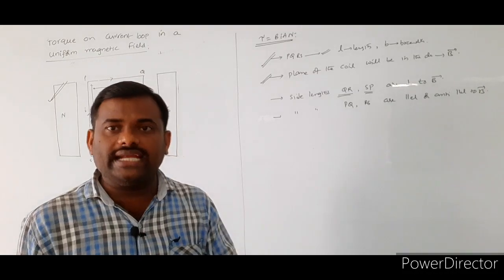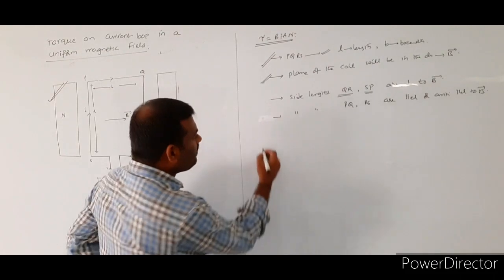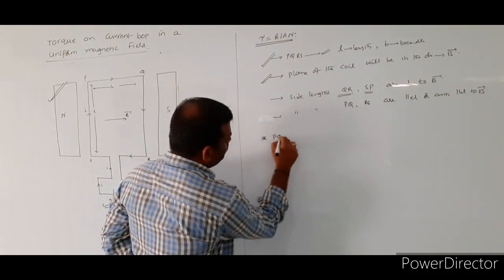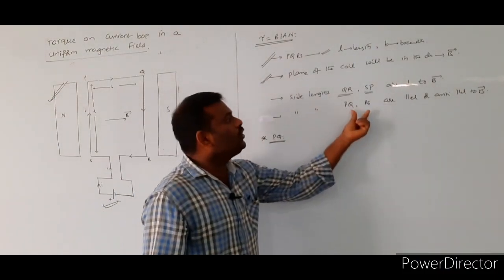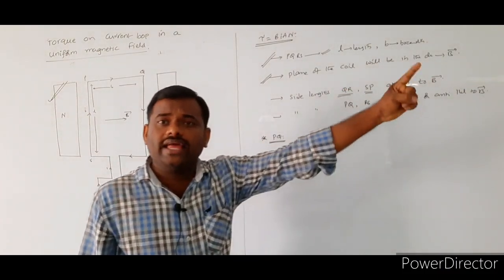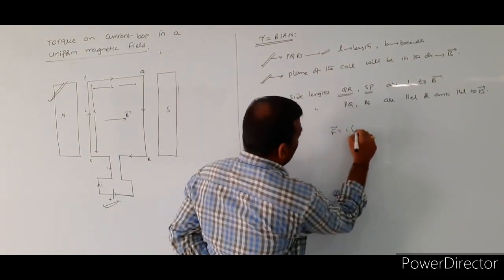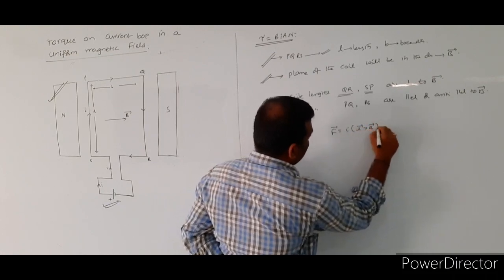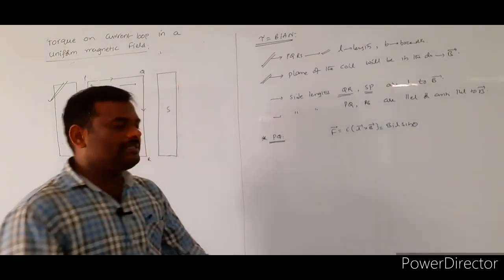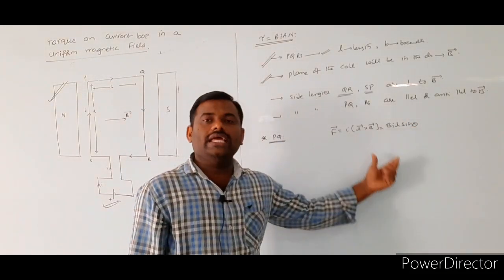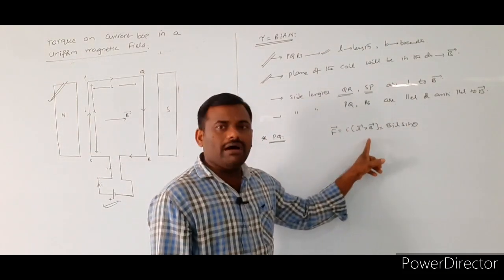Now we are going to calculate the force exerted by each and every side due to the external magnetic field. First, coming to the side PQ. We already said that the side length PQ is parallel to the direction of the external magnetic field. We already know one formula: F bar is equal to I into L bar cross B bar, or F is equal to BIL sin theta. This is the expression for the force experienced by any current carrying conductor: F bar is equal to I into L bar cross B bar.